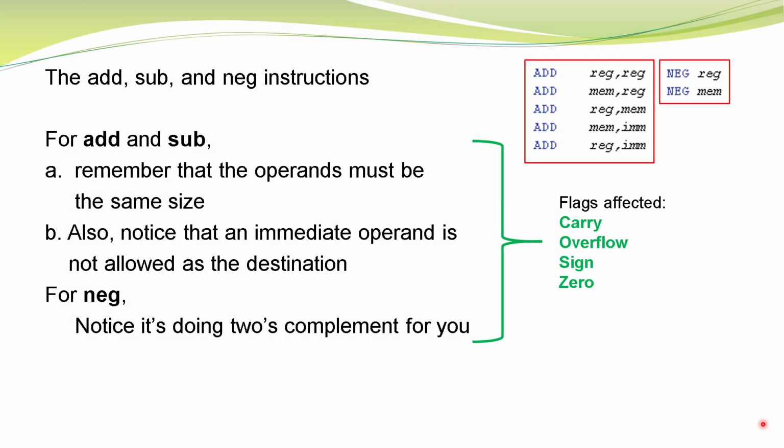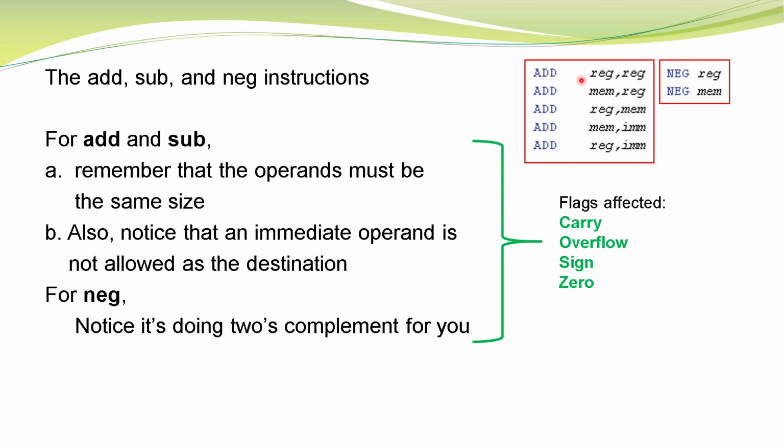Which brings us to the addition, subtraction, and negation instructions. We've got a wide variety of ways that we can add things together. All types, register, memory, or immediate. The negation works with either register or memory. Here's a couple of things to remember. The operands must be the same size, and you can't use an immediate operand as a destination.